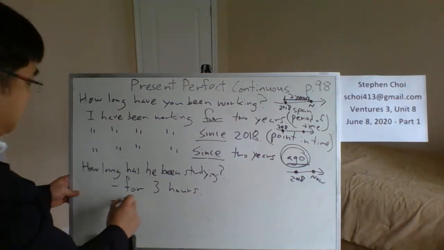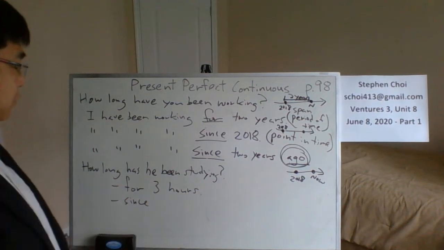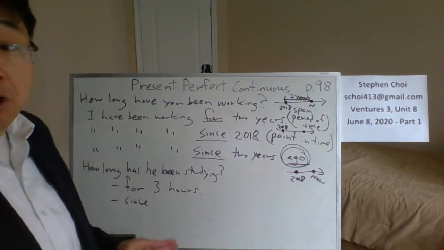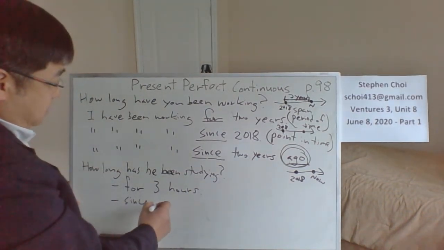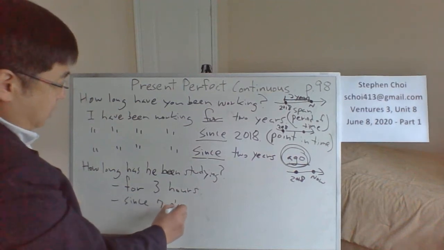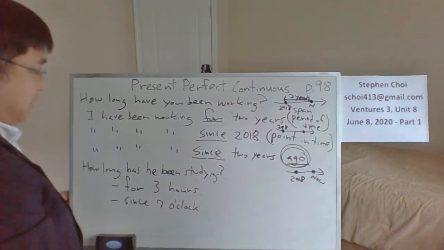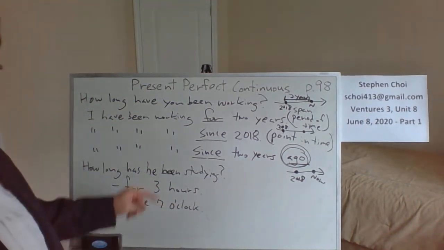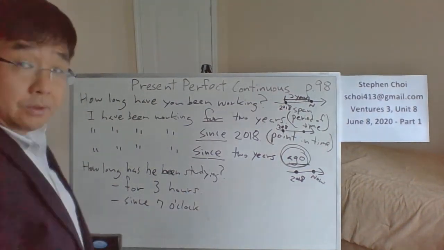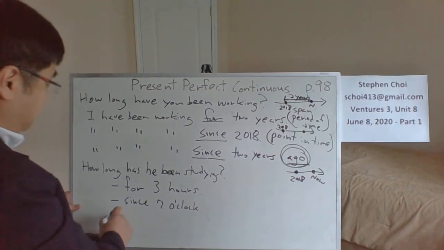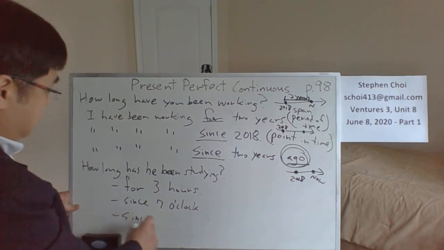How about if I said since? What would you say? He has been studying for 3 hours, or he has been studying since what? Let's say 7 o'clock. A point in time. So this is a span of time, and this is a point in time. How about if you do since and ago?